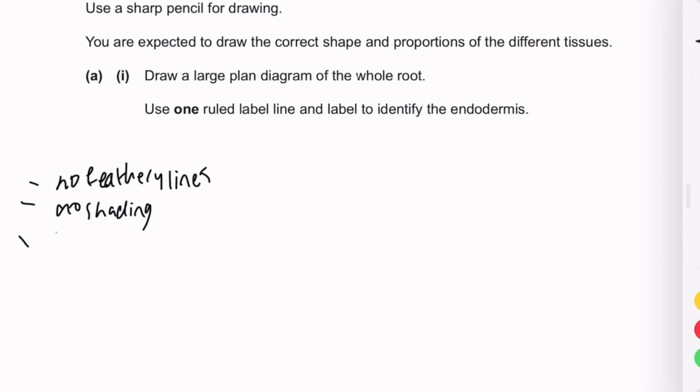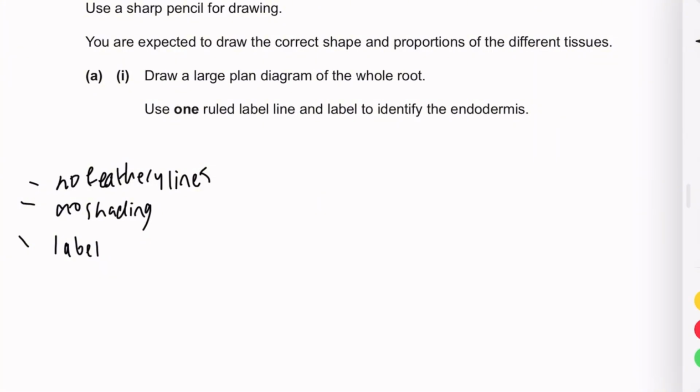Now, labeling is going to be according to the question. Here he said to label the endodermis, so you're only labeling the endodermis. Whereas if he did not ask to label, you're going to have to label the layers that you have in front of you. If he did not ask, you're just going to have to label everything. If he asked, you're just going to label the thing that he wanted and nothing else. And how you label is also very important.